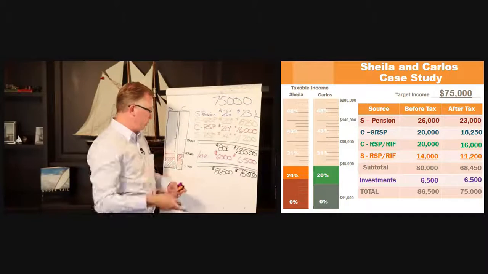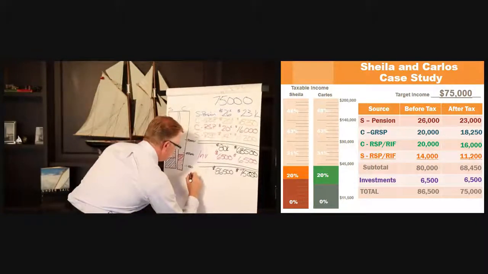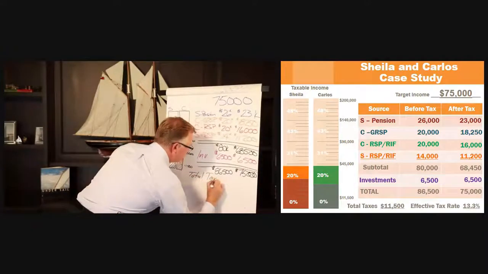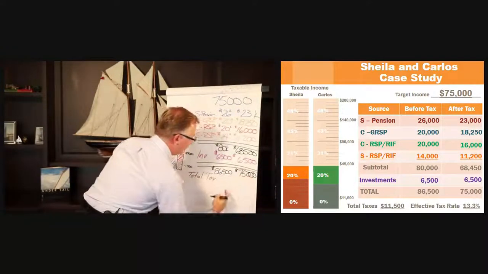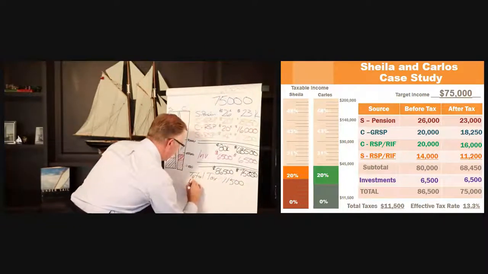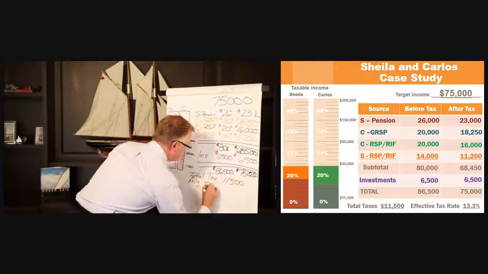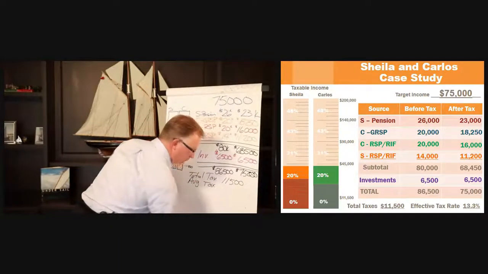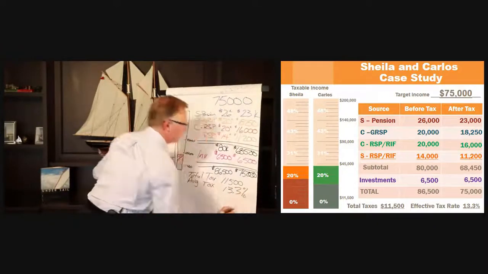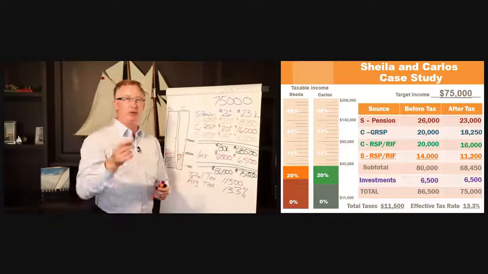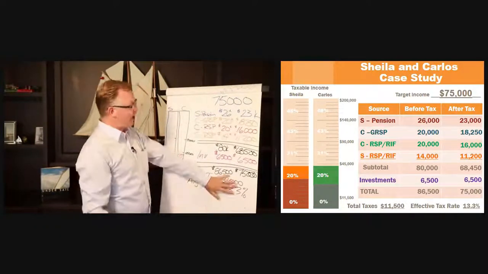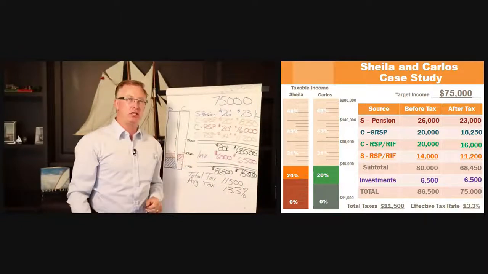Where's my brown? Here we go. Total taxes: $86,500 minus $75,000 is $11,500, giving them an average tax rate of 13.3%. How do you like that number? How would you like to be paying an average of 13.3% taxes and still having all the money you need in retirement.